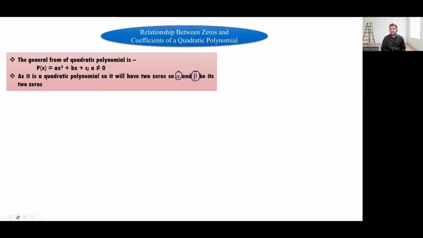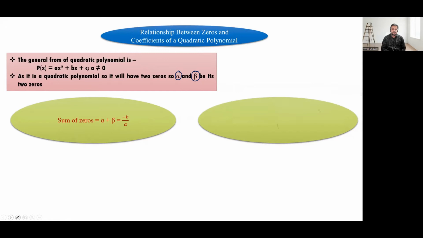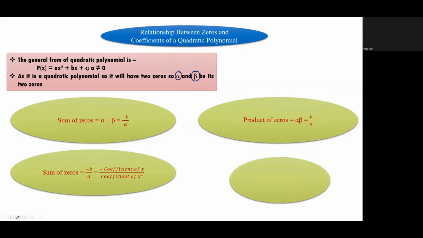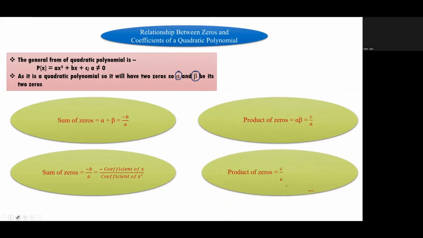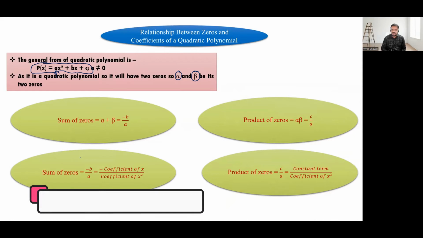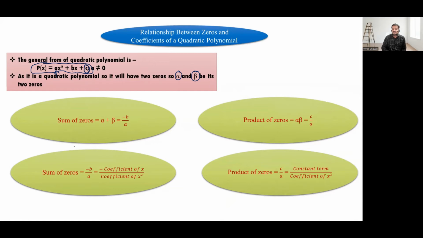Absolutely correct. And what are a, b, and c here? A, b, and c are the coefficients of the quadratic polynomial. A is the coefficient of x square, b is the coefficient of x, and c is the constant term. See, this is our general form. So a is the coefficient of x square, b is the coefficient of x, and c is the constant term.